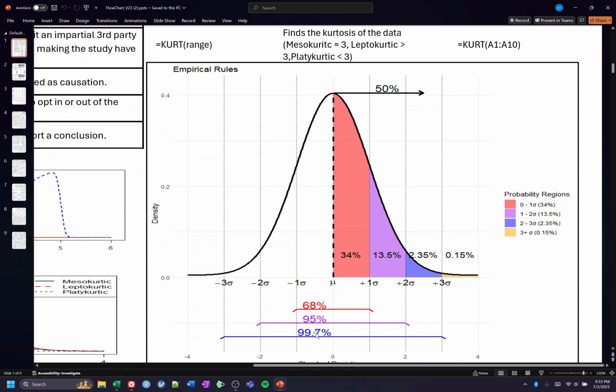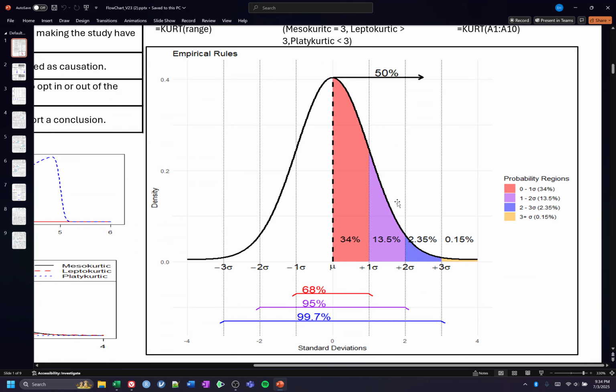Now, if we break down our empirical rules a little bit, going from the midpoint to plus 1 standard deviation, this salmon colored area, is 34%. From 1 to 2 standard deviations away is 13.5%. From 2 to 3 is 2.35%. And from 3 all the way to infinity is 0.15%, these are the probability regions. We also know that from the mean to the right or to the left is 50% of the area. So those are our empirical rules, and we can use them to help us answer a whole bunch of questions if we know that something follows a normal distribution.